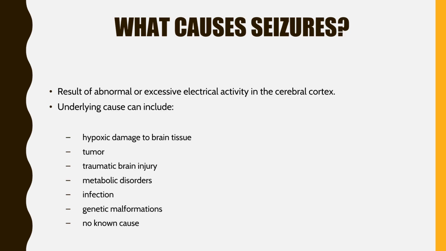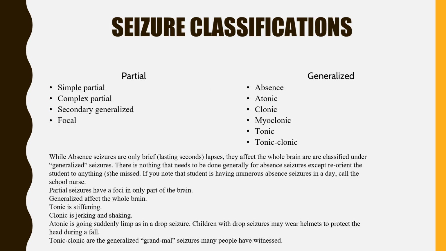Seizures. Seizures are the result of abnormal or excessive electrical activity in the cerebral cortex. Underlying causes can include hypoxic damage to brain tissue, a tumor, traumatic brain injury, metabolic disorders, infection, genetic malformations, or no known cause. Two classifications of seizures, partial and generalized, and they both have their subclasses.